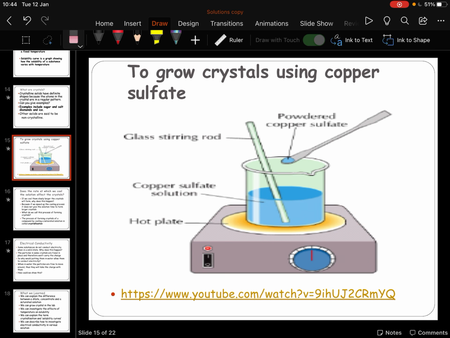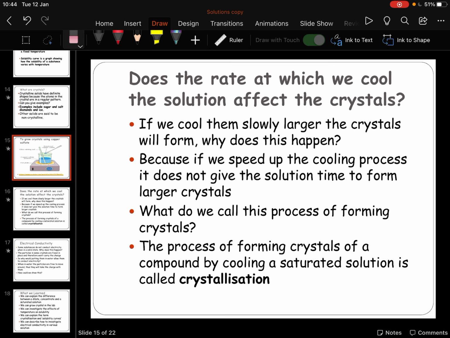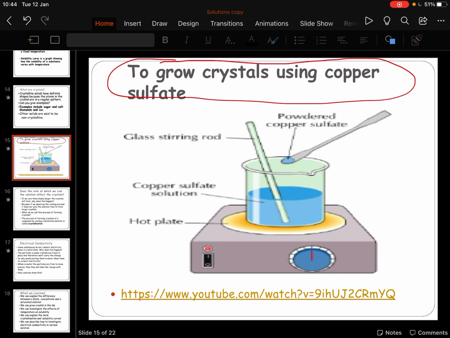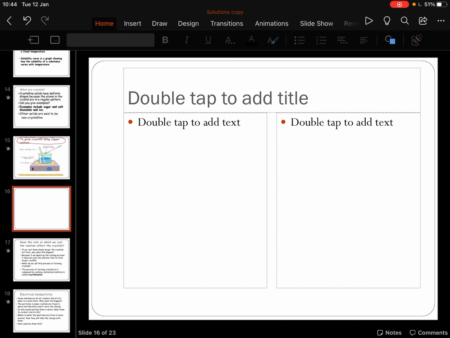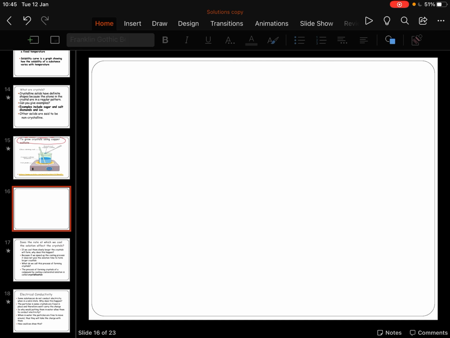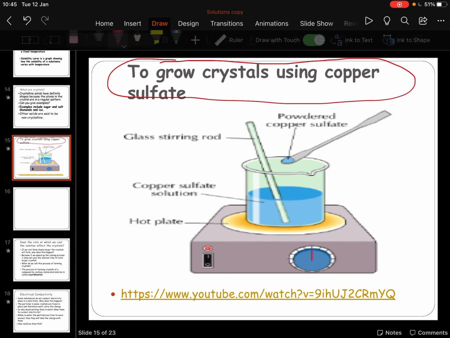Now, I want you to draw this in. So take down that heading: the experiment to grow crystals using copper sulfate solution. And again, like before, when you're drawing this, keep it simple. Nice and simple.